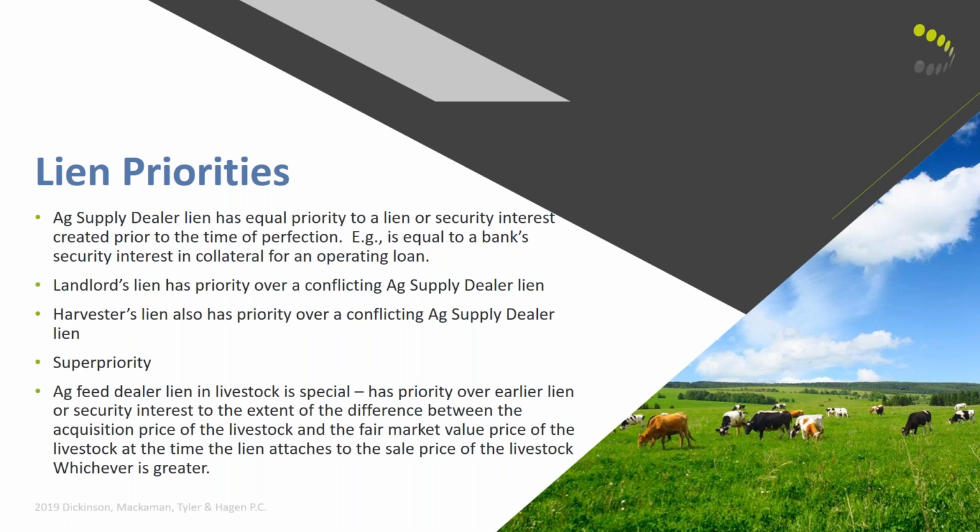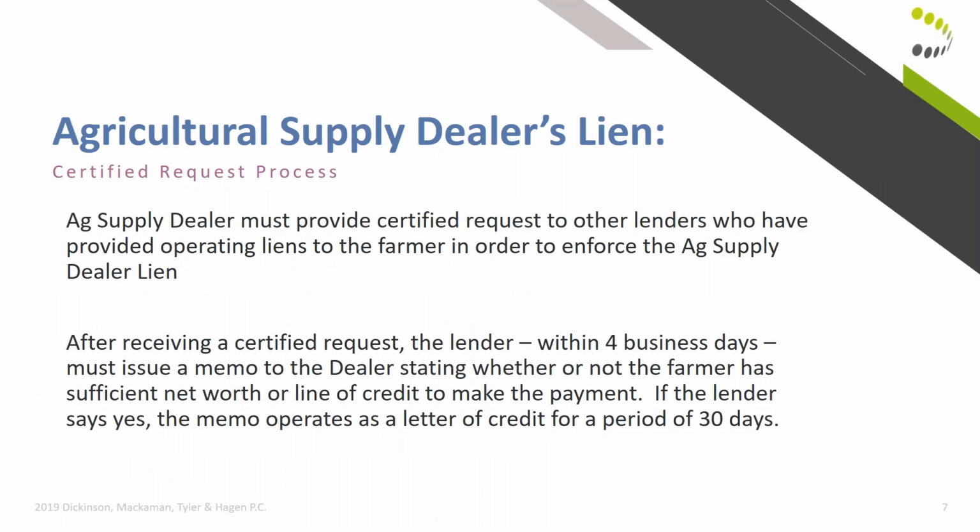Next slide, I've got agricultural supply dealers lien, the certified request process. I think we've covered that pretty well, but just to reinforce, ag supply dealers must provide a certified request to other lenders who have provided operating liens to the farmer in order to enforce their ag supply dealers' liens. Again, after receiving a certified request, the lender within 4 business days must issue a memo to the dealer stating whether or not the farmer has sufficient net worth or line of credit to make the payment. If the lender says yes, the memo operates as a letter of credit.